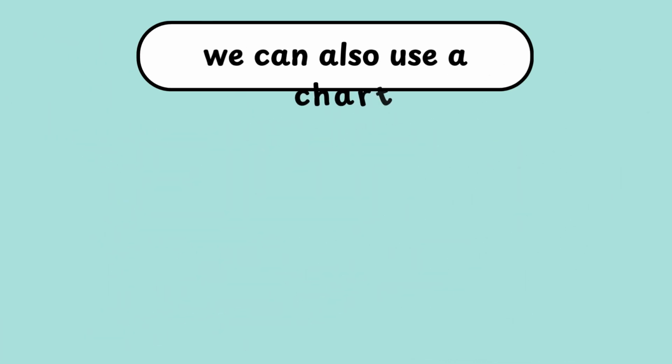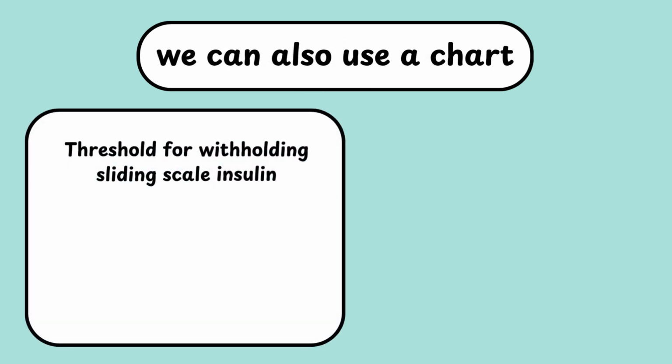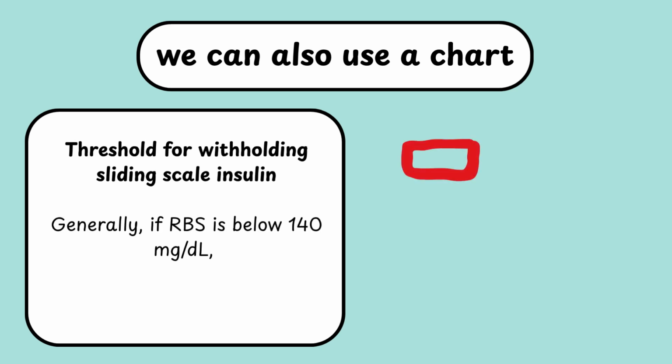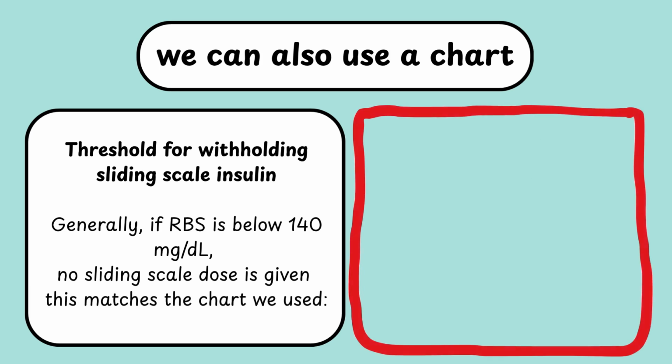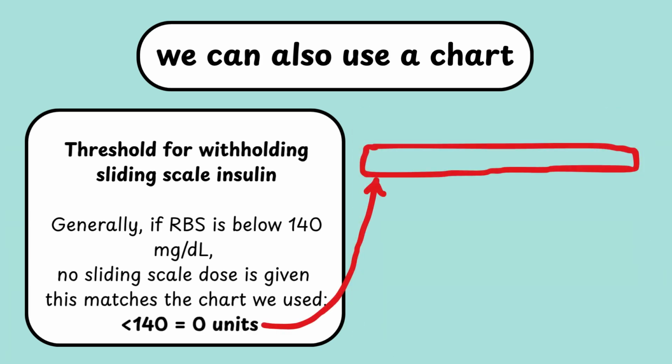We can also use a chart to calculate the units of insulin, based on random blood sugar levels of patient. From the chart, we can also see the threshold for withholding sliding scale insulin. Generally, if random blood sugar is below 140 mg per deciliter, then no sliding scale dose is given. This matches the chart we used. If sugar is less than 140, 0 units are given.